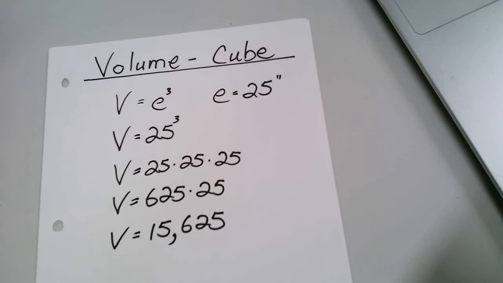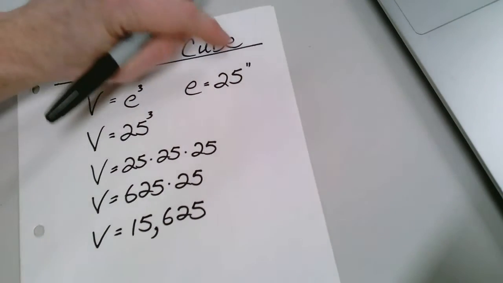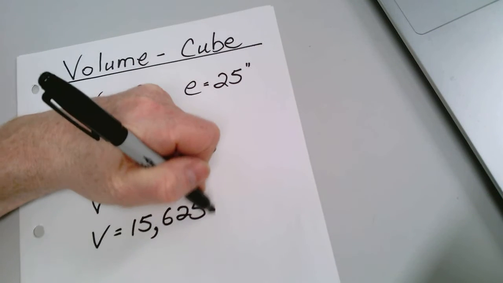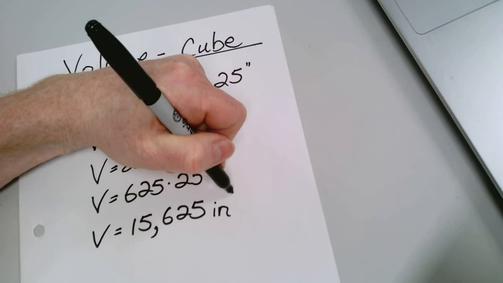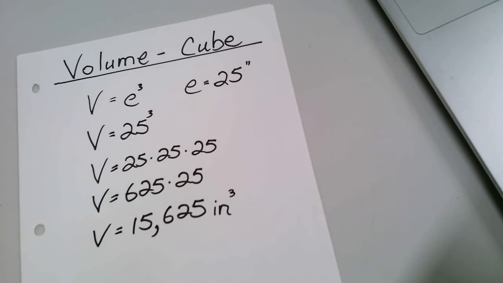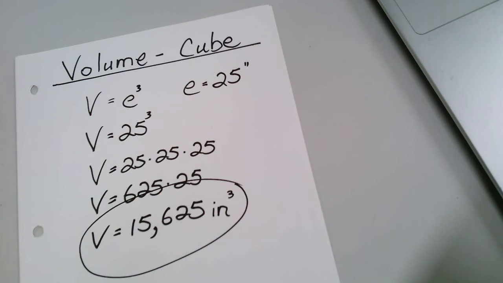Now we have to include the units like we always do. We're talking about inches. And remember what we said about volume in the last installment: because you're dealing with three dimensions, length, width, and height, or in this case, edge times edge times edge, there's three dimensions, so we say units cubed. In this case, it's inches cubed. And that would be our answer.